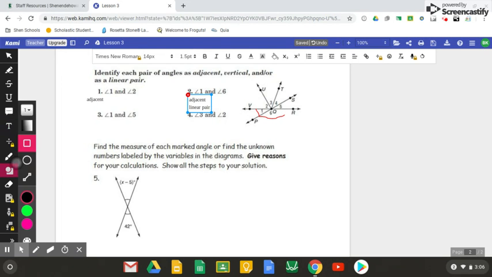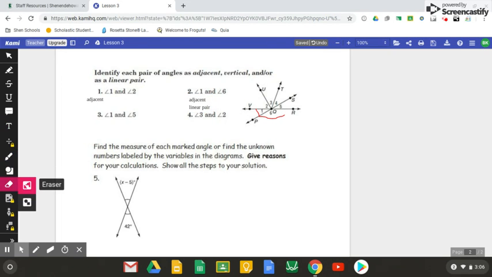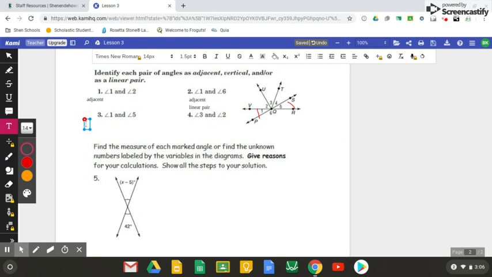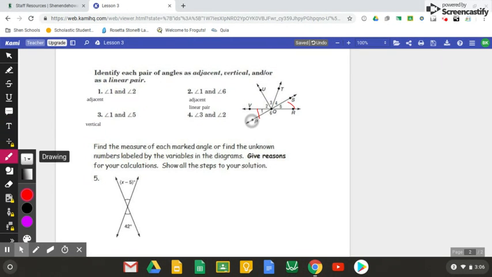All right. Next, 1 and 5. Are those next to each other? Nope. So they're not adjacent. They can't be a linear pair. Are they vertical? Yes, they are. You see how where those lines cross, they make a few things. You could see a V right here. V stands for vertical. Or if you see an X, it's also a good tip.